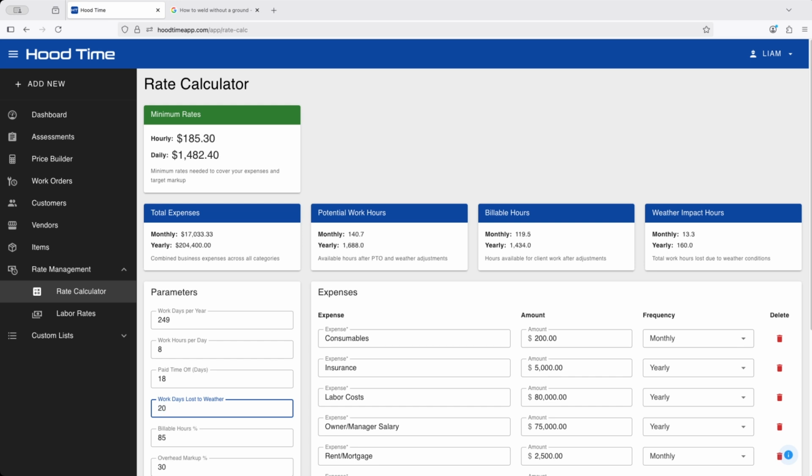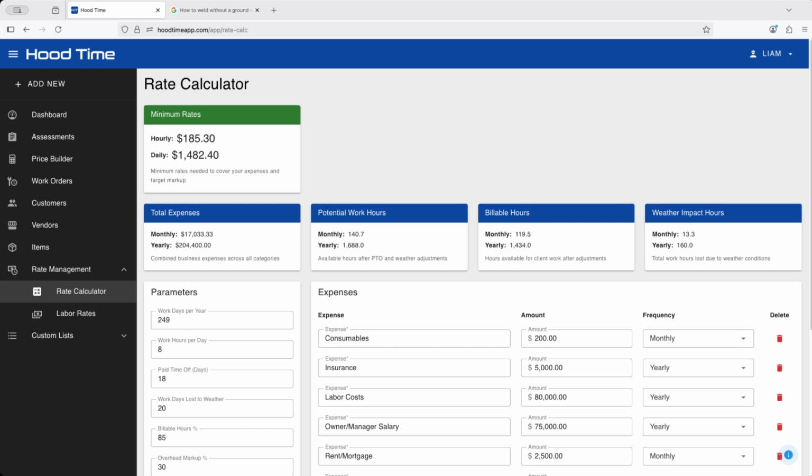The rate moves from $177 to $185. That's $8 more per hour because we have the same fixed expenses spread out across fewer billable hours. Over the course of a year, those 10 additional weather days require about $11,500 extra that we need to make to cover our expenses.